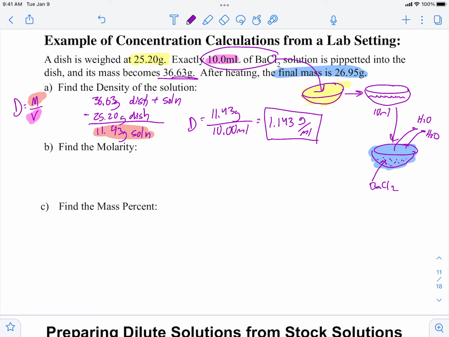Okay, let's find the molarity. In order to find molarity, you need the moles of the solute and you need the liters of the solution. Okay, so what can we find? I don't have moles anywhere, but I do have numbers that will allow me to get moles. How can I do that? How can I find the mass that eventually will lead me to moles of solute?